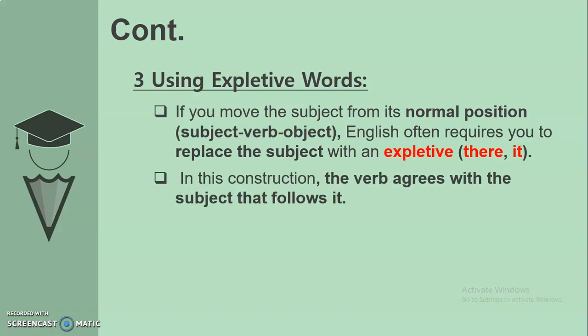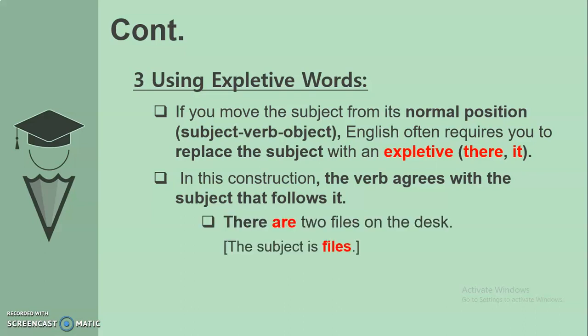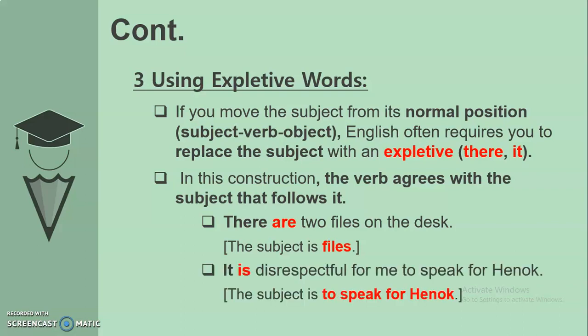Look at these examples. Before that, in this construction, the verb must agree with the subject that follows. There are 2 files on the desk. Here the subject is files, which is plural. Therefore, we have used the plural verb are. There are. It is disrespectful for me to speak for Enoch. Here we have the subject to speak for Enoch. We have used the expletive it, and to speak for Enoch is singular. Therefore, we have used the singular verb is in this sentence. So in such situations, we don't put the subject at the beginning. So these are the exceptions.